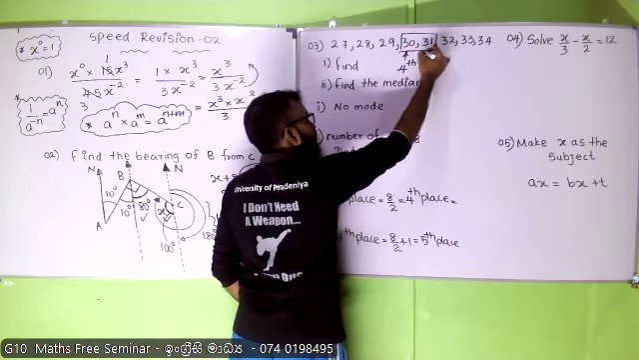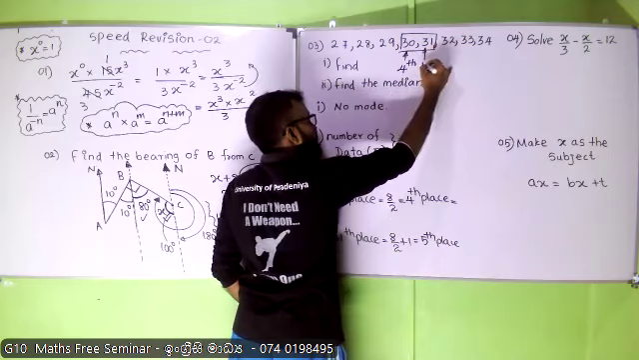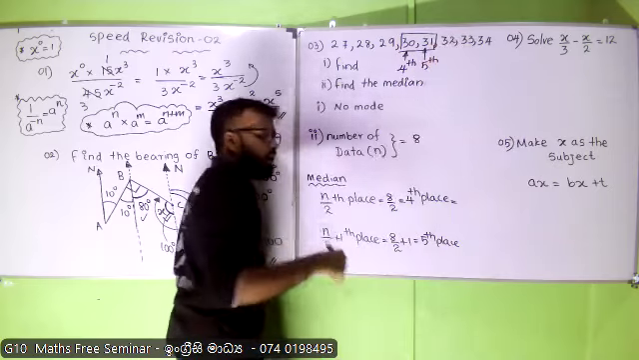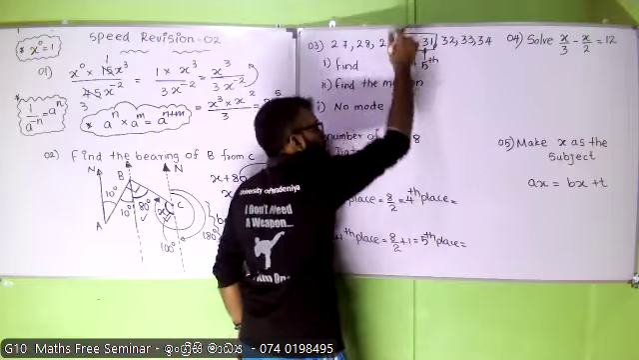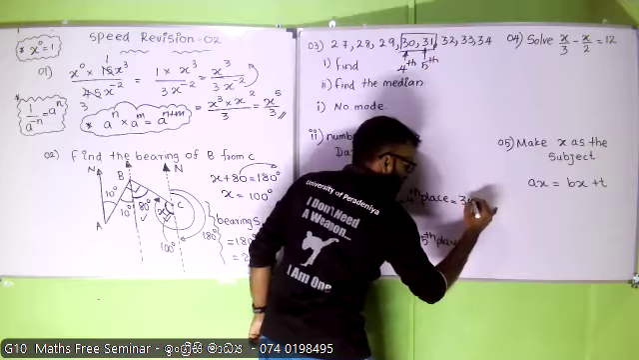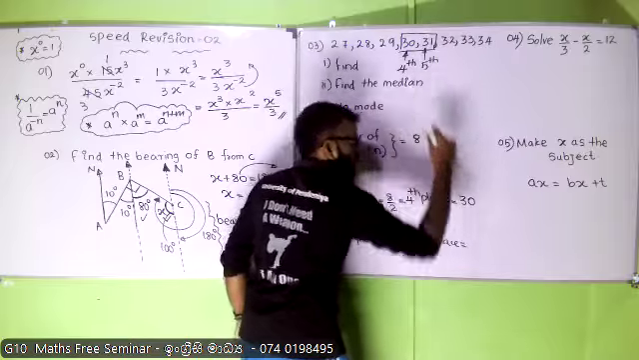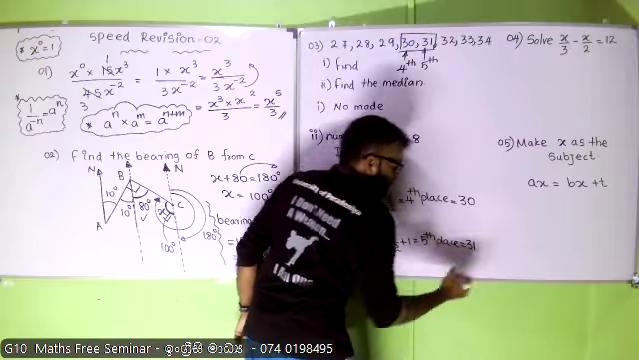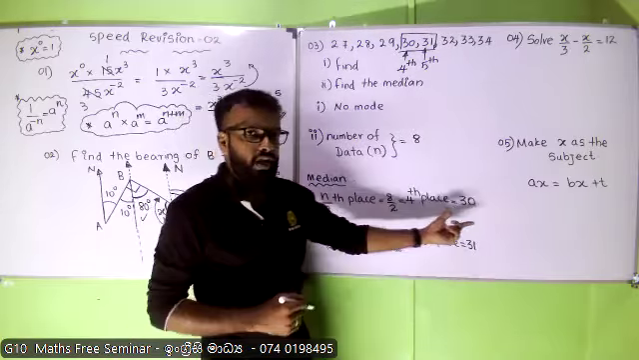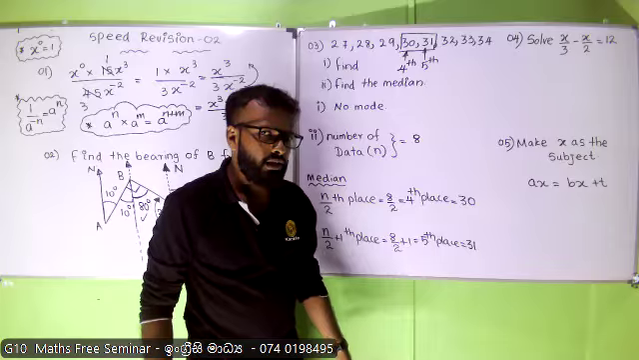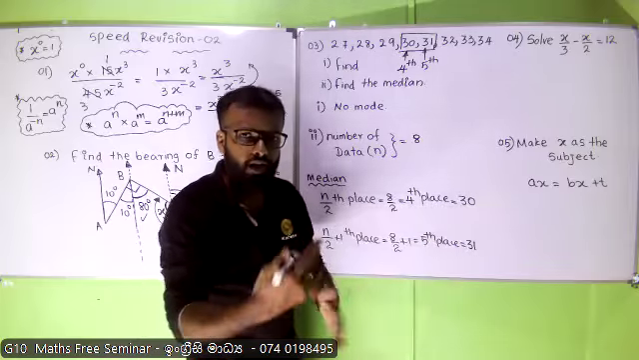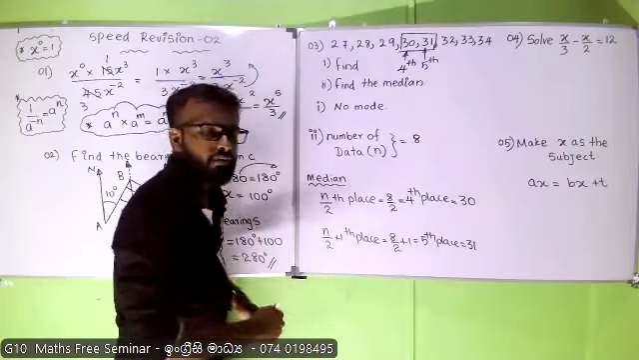But how are you going to find the middle? In the 4th place we have 30. In the 5th place we have 31. How are you going to find the median? Add these numbers together and divide by 2 so that you can obtain the median.